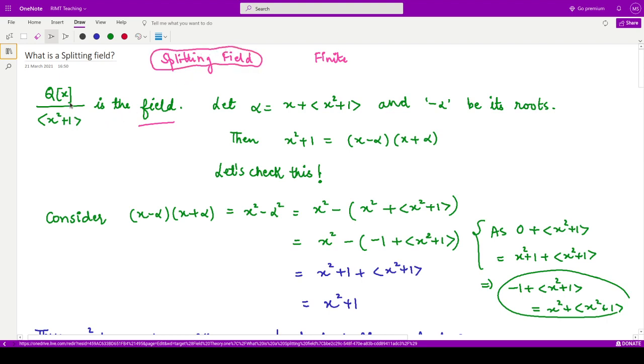For that we consider this field Q[x] and some irreducible polynomial x square plus 1. So obviously because this is an irreducible polynomial, that means the ideal generated by this polynomial would be the maximal ideal. If this is the maximal ideal, then the quotient field, this would be a field.